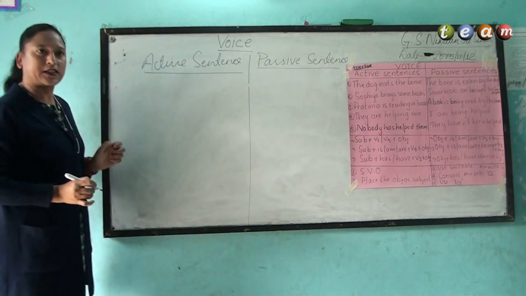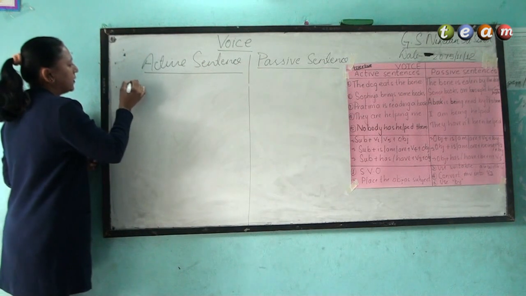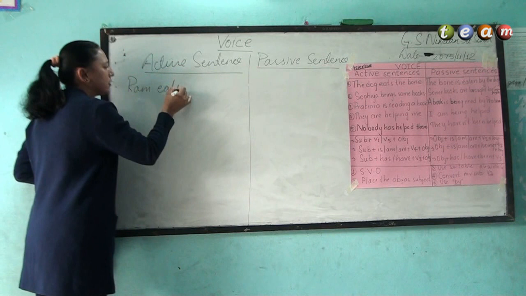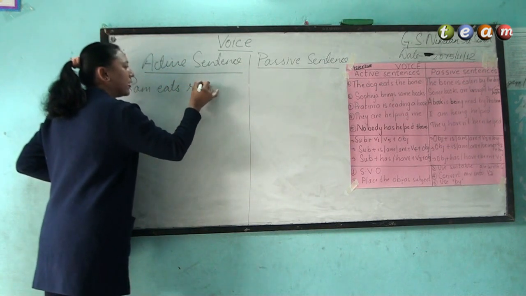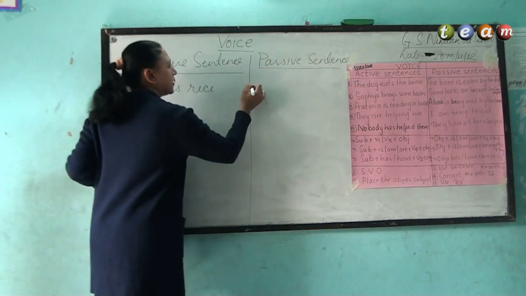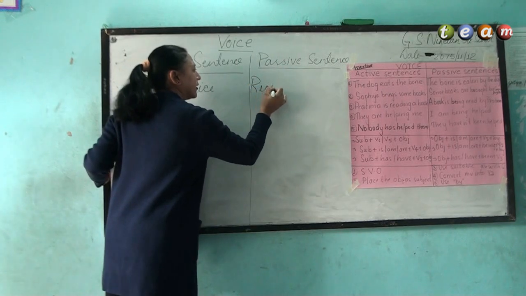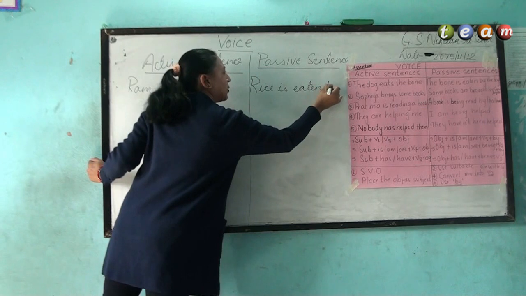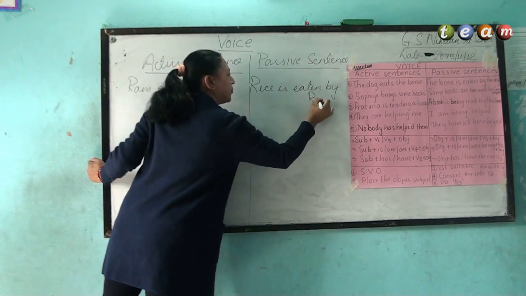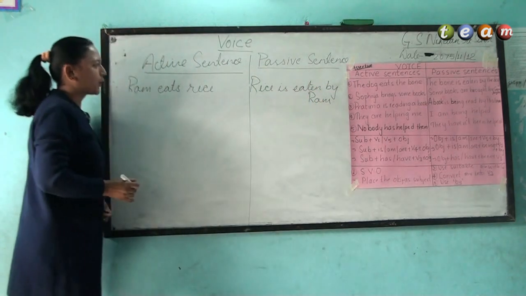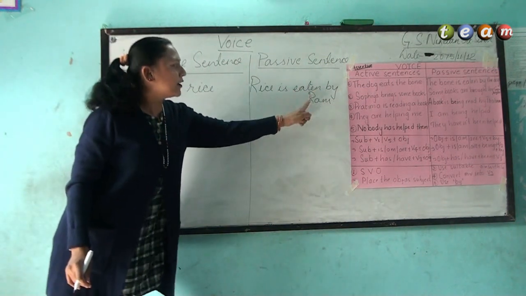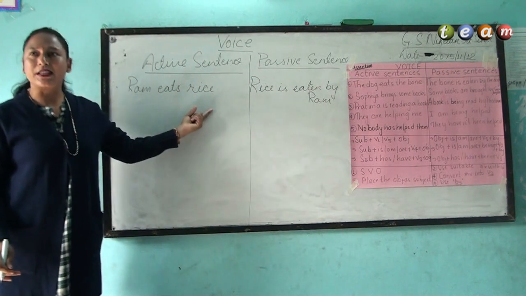So active sentence, let me write here: Ram eats rice, and rice is eaten by Ram. Now look here: Ram eats rice and rice is eaten by Ram. Both of these two sentences.